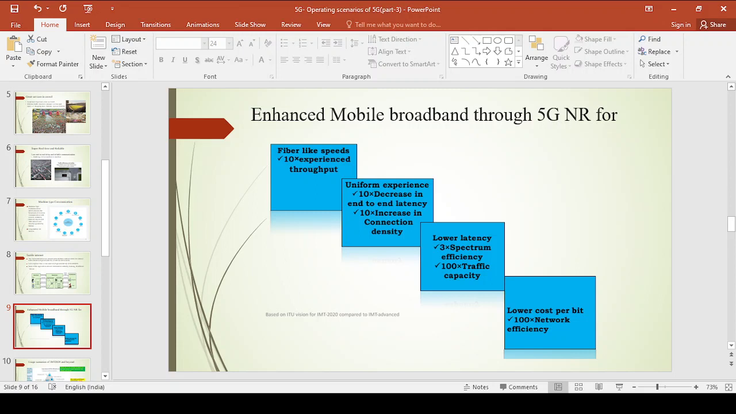5G requires enhanced mobile broadband in order to improve the throughput, increase the connection density, decrease the end-to-end latency, improve the spectrum efficiency, improve the traffic capacity, and improve the network efficiency. These parameters can be achieved for 5G through enhanced mobile broadband, right? Through enhanced mobile broadband we can achieve these particular parameters that are to be supported by 5G.